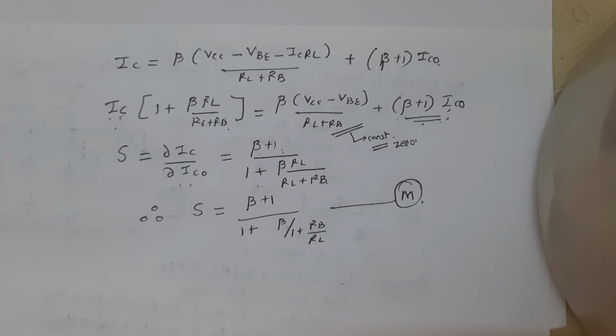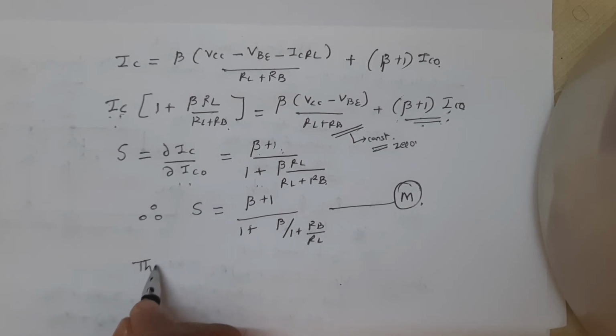Now, if RB upon RL is small, then the value of S will be low. But the desired value of base current IB puts a limit on the selection of a low value of RB. This bias is not useful for low value of DC load resistance.